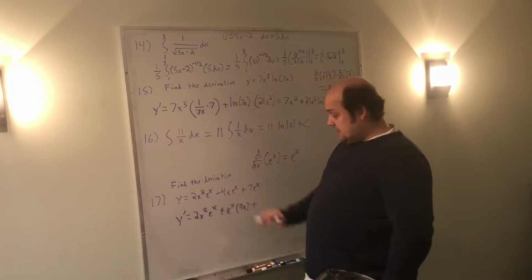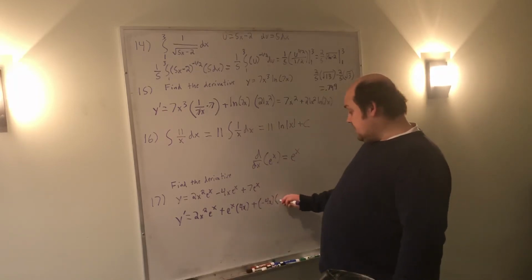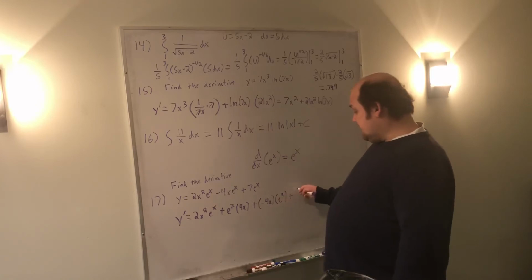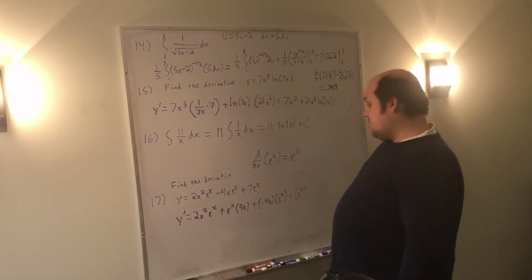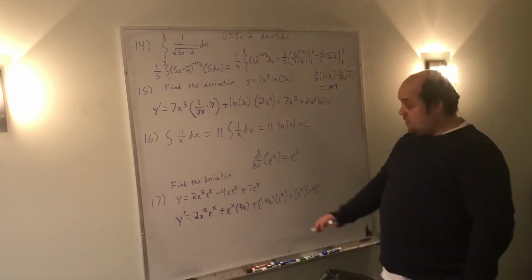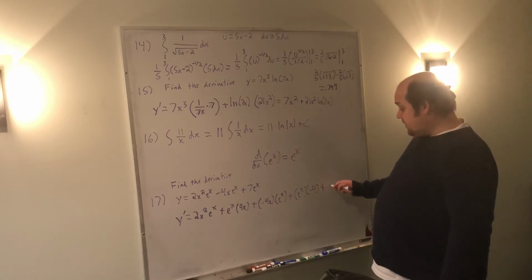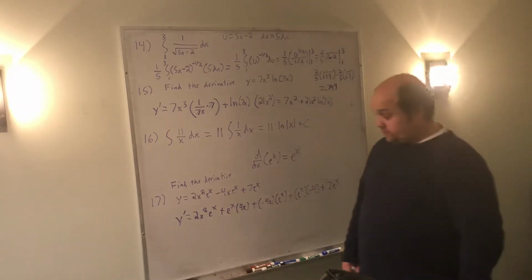Plus, when I get to this next term, I'm going to do first negative 4x times derivative of second, e to the x, plus second, e to the x, times derivative of first, negative 4. Finally, when I get to 7 e to the x, its derivative is just itself, 7 e to the x.